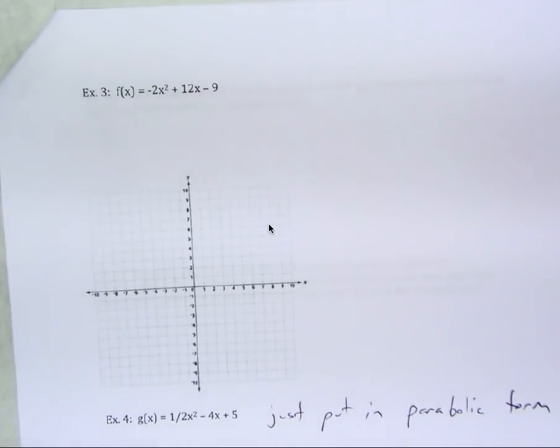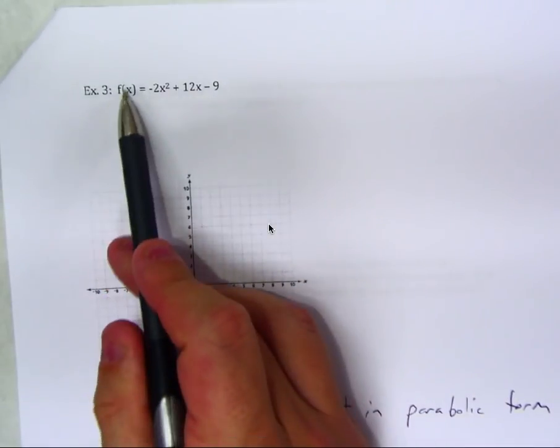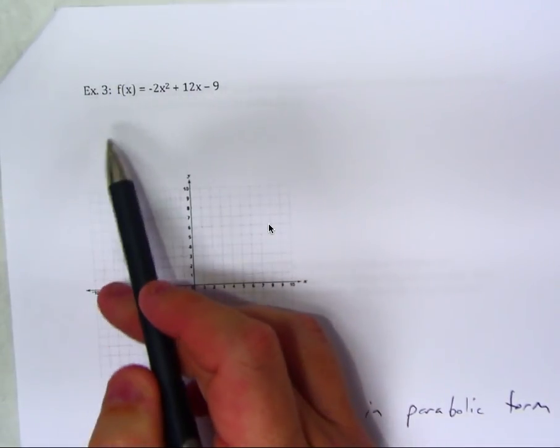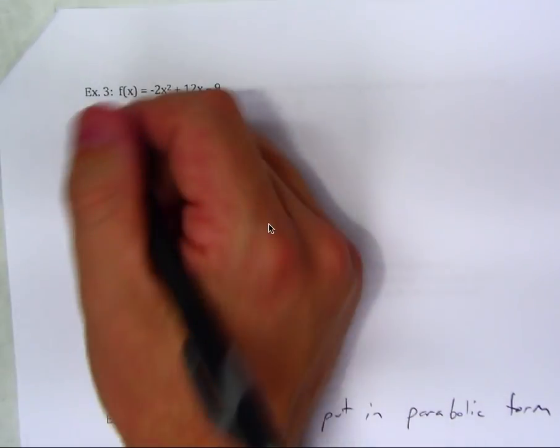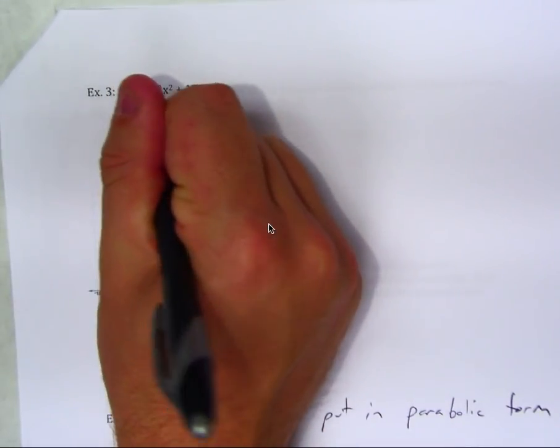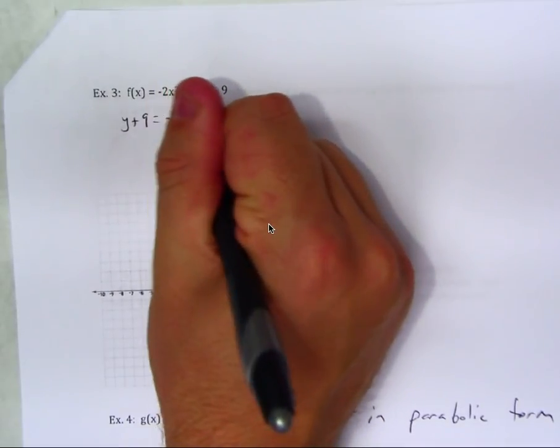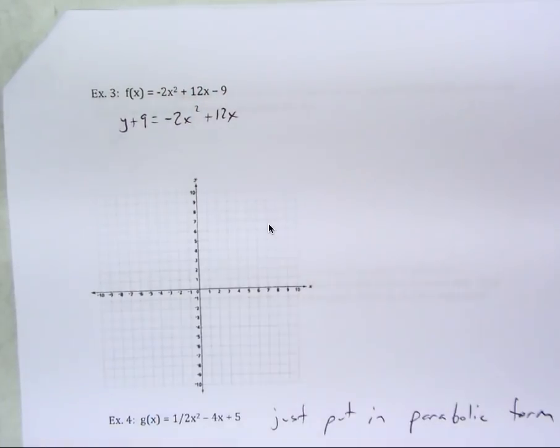Okay, so remembering our steps here, I'm going to move the constant over. I'm going to treat this like it's a y instead of writing f of x. So I'm going to have y plus 9 equals negative 2x squared plus 12x. So move the constant over.